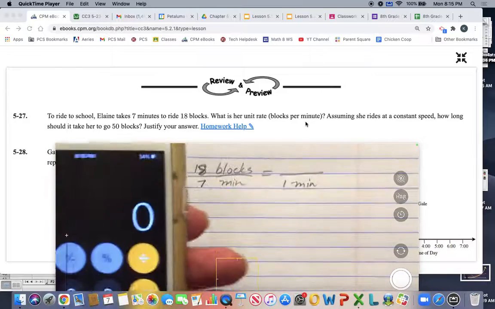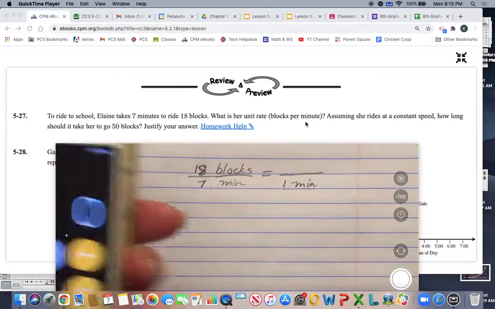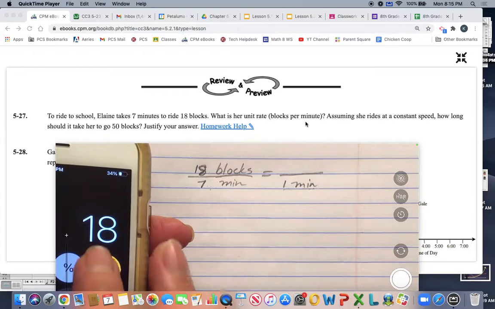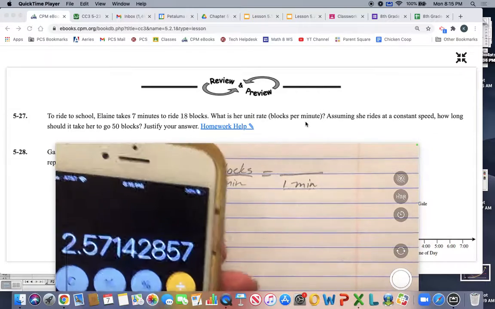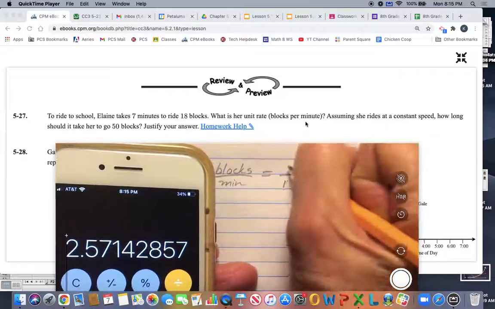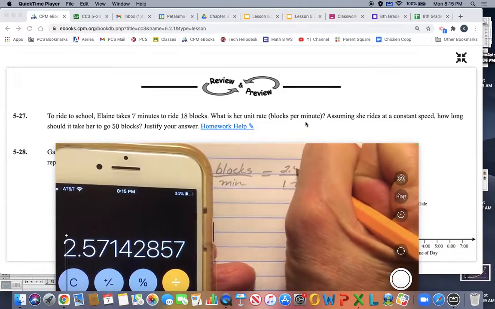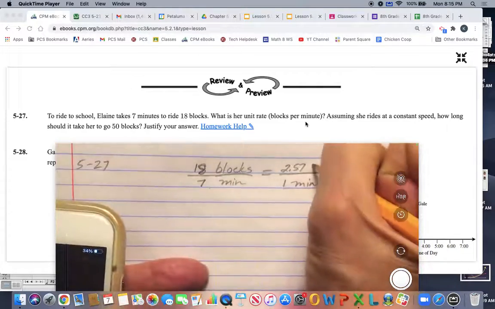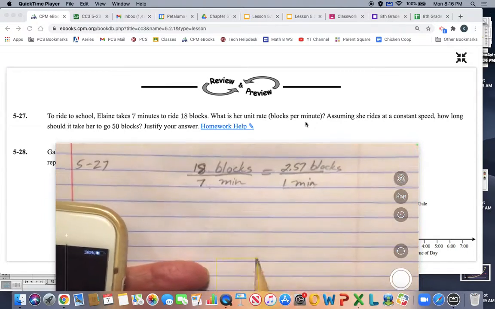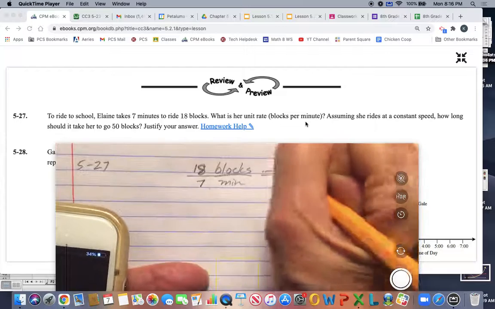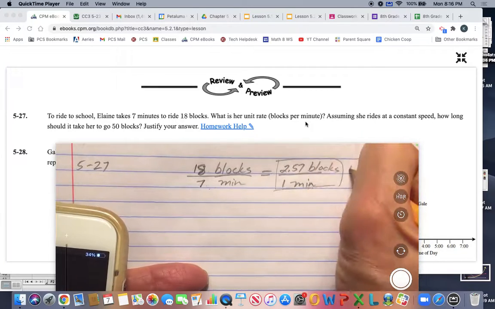Okay, so on the calculator, we will take 18 divided by 7, and we get 2.57. So 2.57, and we know these are blocks. Okay, so this is our unit rate.